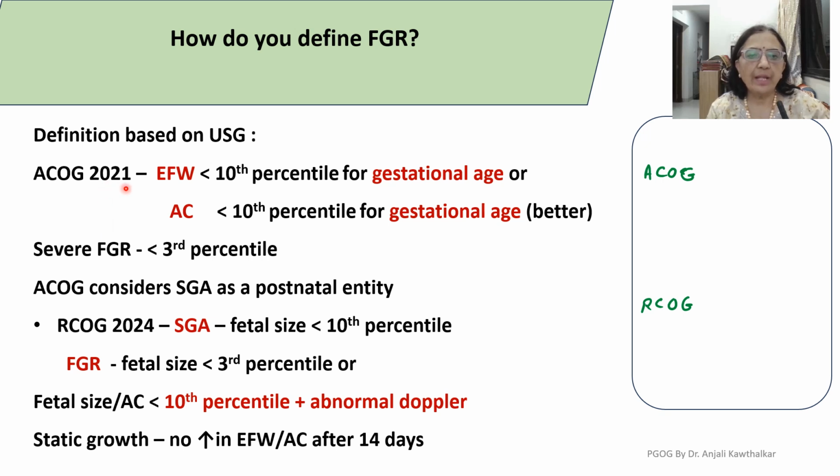ACOG 2021, as given in Williams Obstetrics, says that estimated fetal weight anytime less than the 10th percentile for gestational age, or abdominal circumference less than the 10th percentile for gestational age, is the definition of fetal growth restriction, out of which abdominal circumference is slightly more sensitive as compared to estimated fetal weight for the diagnosis of fetal growth restriction.